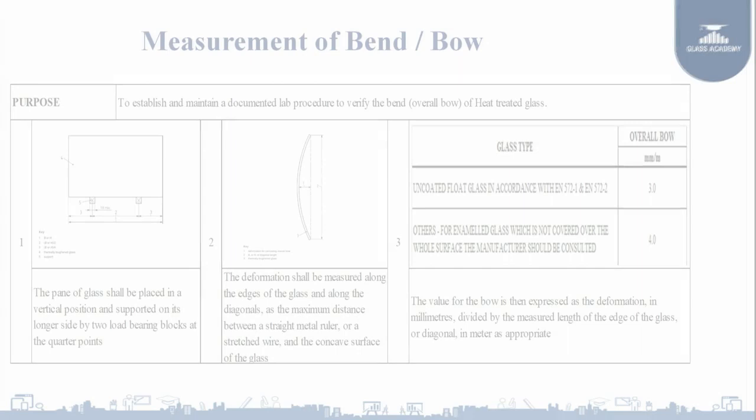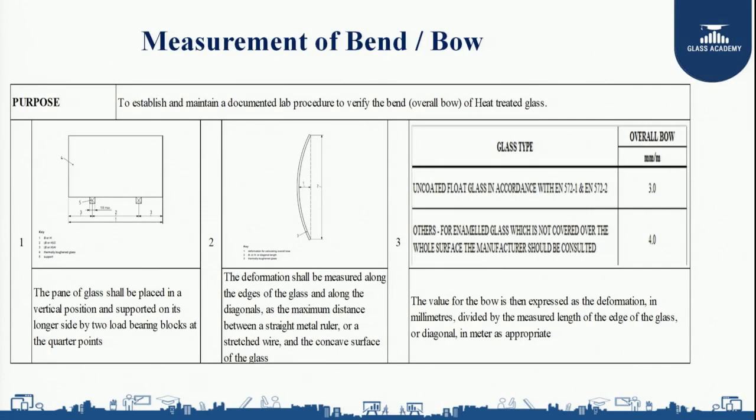Next, let us understand the concept of bend or bow in a glass. As the glass passes through heating and cooling in the heat treatment process, the glass acquires bend or bow. So this is one test. Now we are going to see how to measure bend or bow on a glass. Purpose: to establish and maintain a documented lab procedure to verify the bend or bow of a heat treated glass. The bend or bow for a heat strengthened or a toughened glass is measured the same way. The SOP, the process and the setup remain the same.